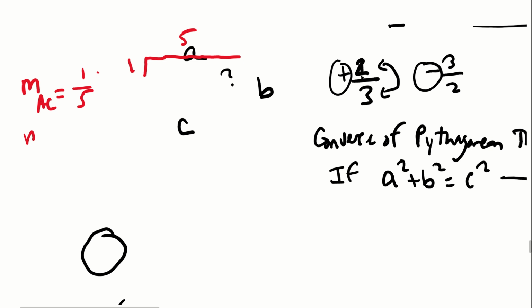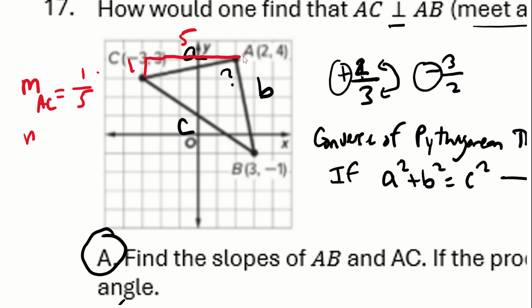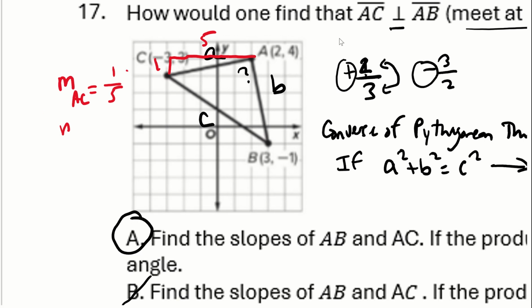Now let's do the slope for AB. 1 to the right. And 1 to the right. Let's try it again. It wasn't letting me write on here.